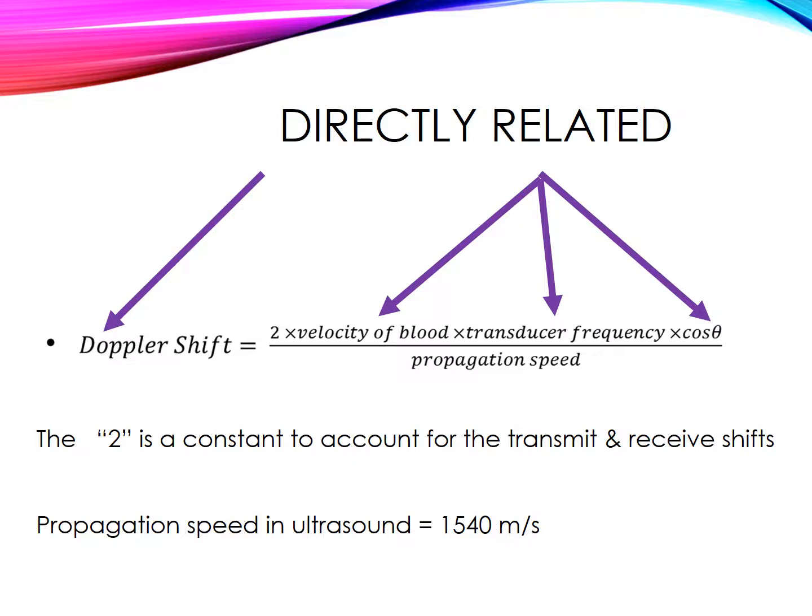The 2 is going to be a constant. It's always going to be there. And the 2 accounts for the fact that there's a transmit and a receive Doppler shift. So the 2 is normal, always stays there. Propagation speed in ultrasound always equals 1540 meters per second as well. So propagation speed will never change for the purposes of ultrasound Doppler shift.